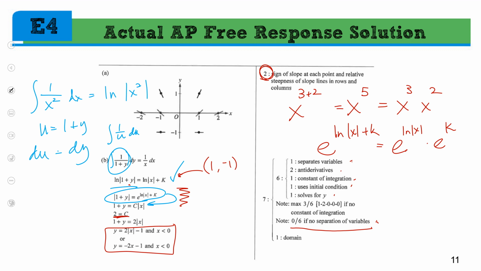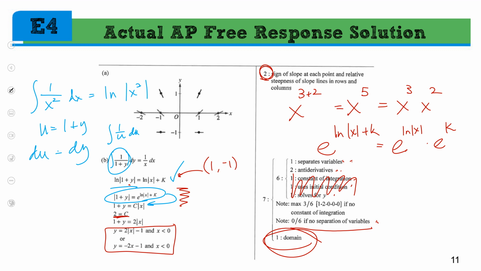Again, it doesn't matter what you do right or wrong. If you don't have a plus C, you're going to get 1 point for separating, 1 point for taking the antiderivatives, but all of these others go away. This is unusual. They don't normally ask you for that. They just ask you to solve the differential equation. That's just a throw-on to make things a little bit more interesting.